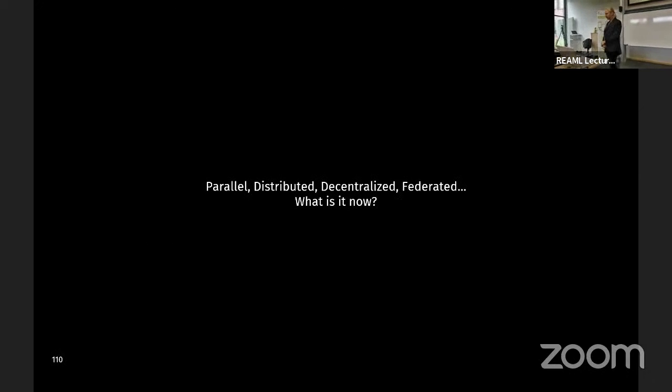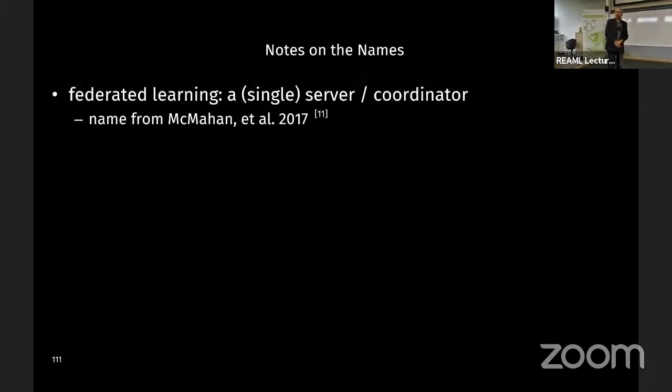Let's go on. There is a bit of a confusion about the name. What is federated learning? What does it actually mean? What about parallel, distributed, decentralized, whatever learning? And I don't have a good answer. Federated learning was proposed in 2017 as a name. The idea why it's federated is you have a federation of clients and they have a single server or coordinator that manages that federation. Nonetheless, even before, people realized you could do that in a hierarchical network and other network topologies. So not sure how important it is that it's a federation.